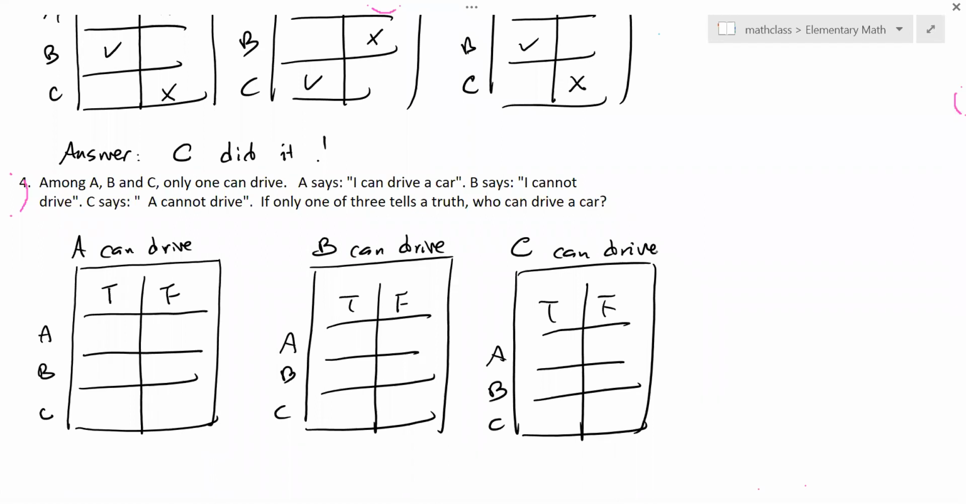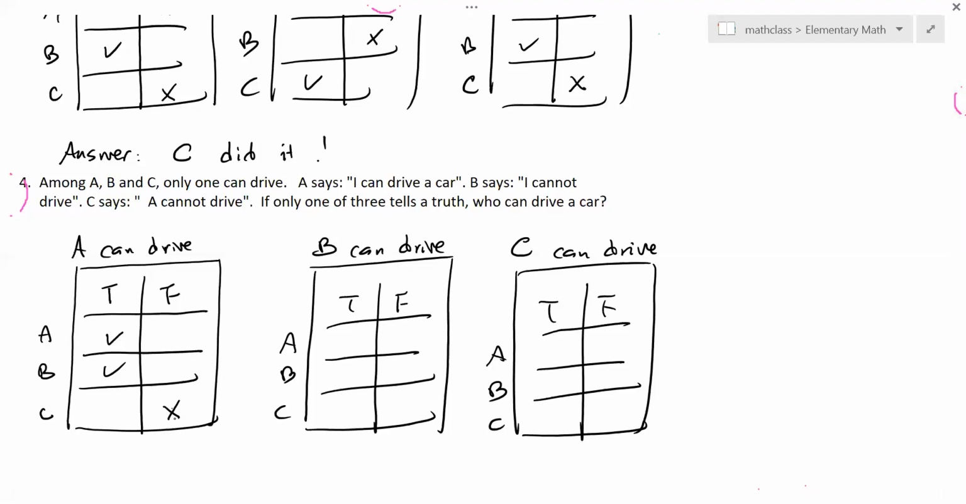So let's see. Under the assumption A can drive, we read all the sentences. I can drive a car. Yes, a true statement. B says, I cannot drive the car. I think this is also a true statement because only A can drive. C says that A cannot drive a car. So that's a false statement. That's not true.